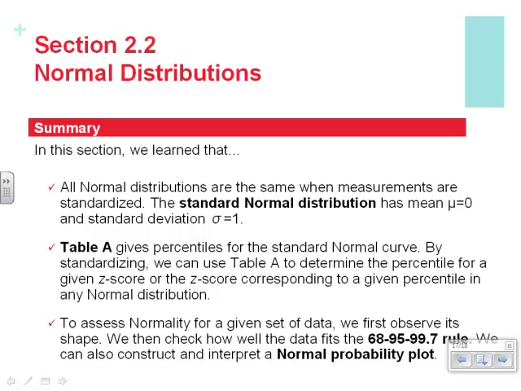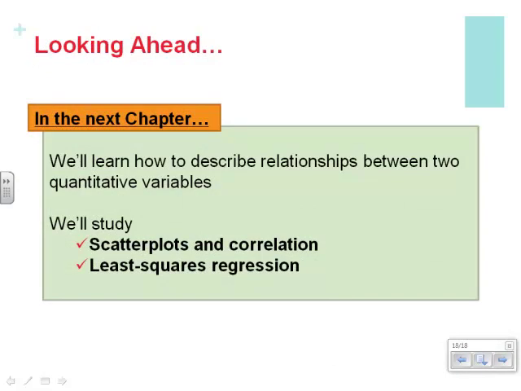For all normal distributions, it fits what's called the empirical rule, the 68, 95, 99.7: approximately 68% of the population occurs within one standard deviation of the mean. Approximately 95% of the distribution is found within 2 standard deviations of the mean, and approximately 99.7% of the population occurs within 3 standard deviations of the mean. Again, we call that the empirical rule. And in the next chapter, we'll look at scatter plots and linear regression. We'll be looking at 2 quantitative variables at the same time.